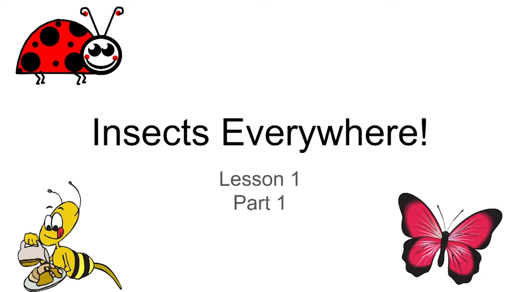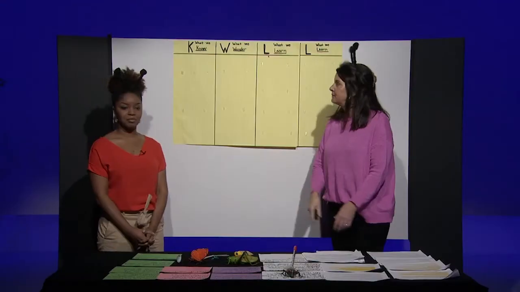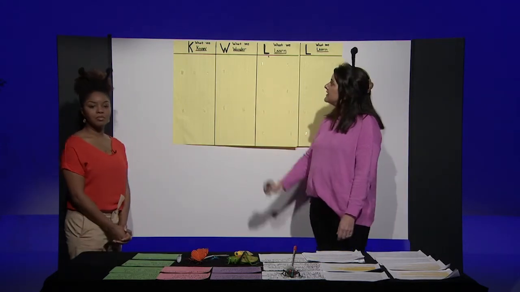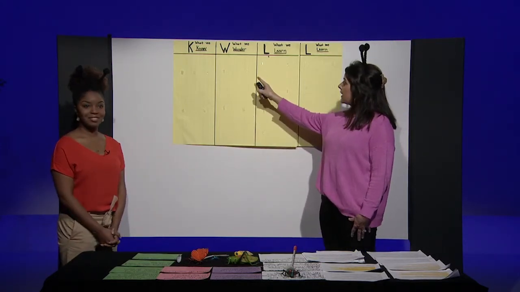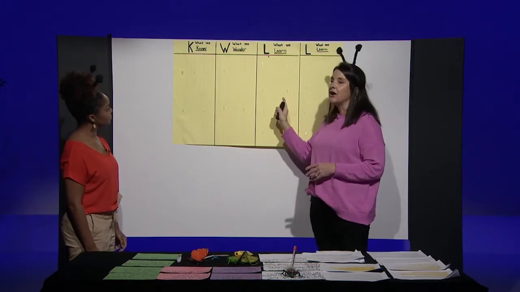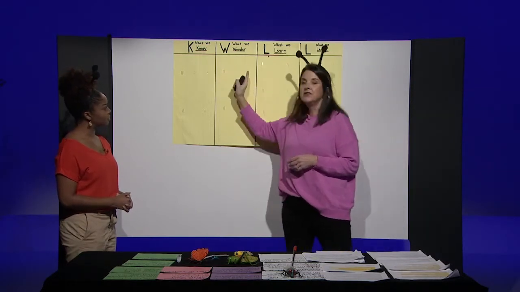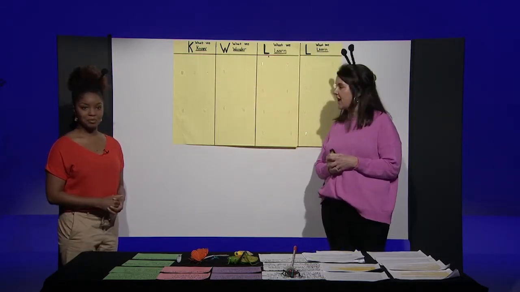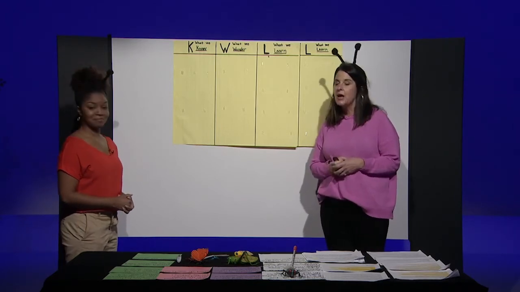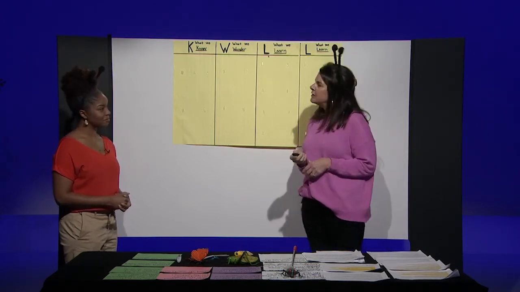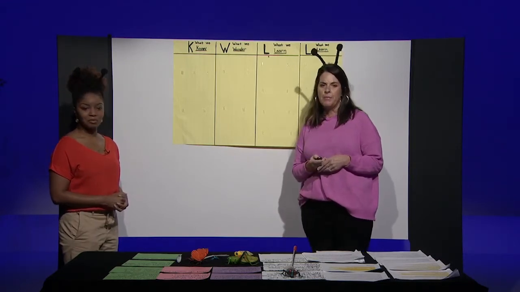The title of today's lesson is Insects Everywhere. I want to find out what you already know about insects before we get started. So look at our KWL chart. The K is for what we know, the W is for what we wonder, and the L is for what we learn. Today we're going to fill in the K and the W part of our chart, and I'm going to ask Miss LaTondra to help us. Miss LaTondra, tell me something that you already know about insects.